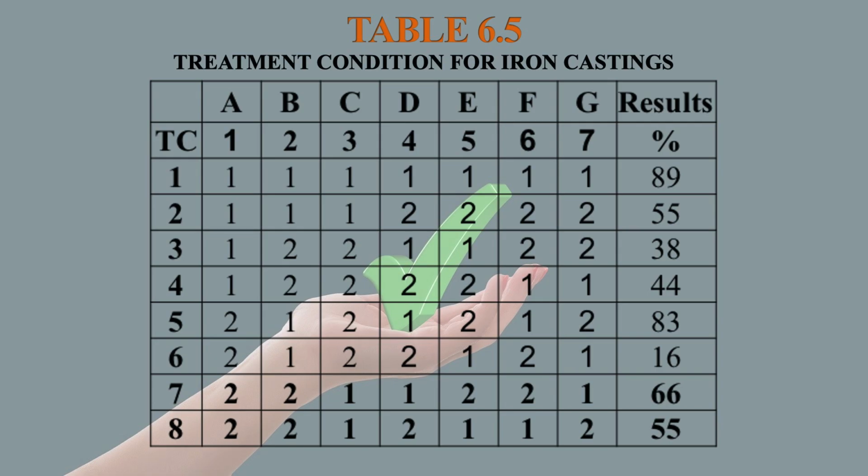By seeing the table you can understand what this 89% is. This table shows the treatment conditions for iron castings. There are 8 treatment conditions, with various combinations of low and high levels. Here we have identified 7 factors, and these 7 factors are to be tested to see which factor is influencing more.